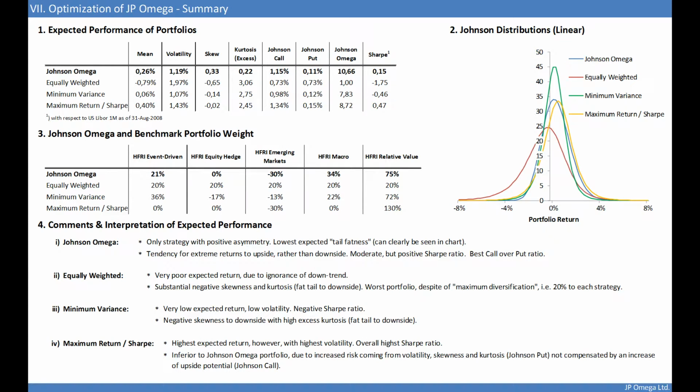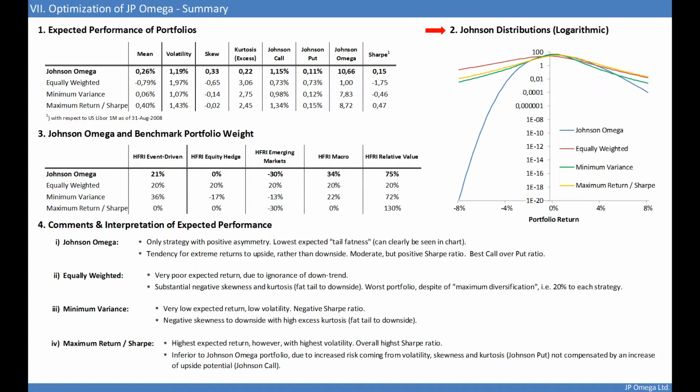Optimization summary. Aggregates ex-ante Lehman collapse expected performance. The table summarizes the moments, showing the superiority of the Johnson Omega optimized portfolio in contrast to its peers. The moments uniquely determine the Johnson distributions. More illuminating, in particular for what happens in the tails, is the logarithmic chart. Johnson Omega achieves an improvement with respect to capital protection by magnitudes, as can be seen in the quick decline of the blue curve for negative returns.